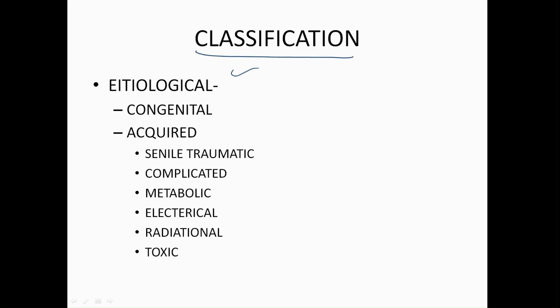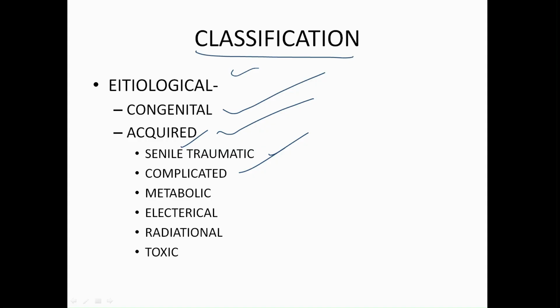So, what is the classification? Etiological classification is based on the origin of cataract, how it is formed. If it is present from birth, it is known as congenital, or something which is acquired after birth, it is known as acquired. Now, reasons or etiology of acquired cataract can be senile, which is the commonest. Then comes traumatic. If there is a trauma, it can cause cataract.